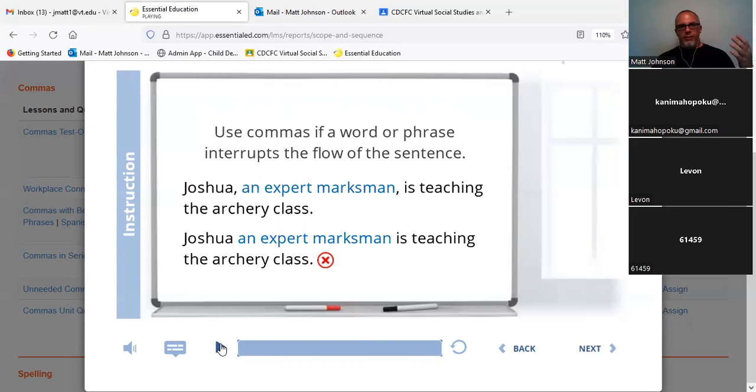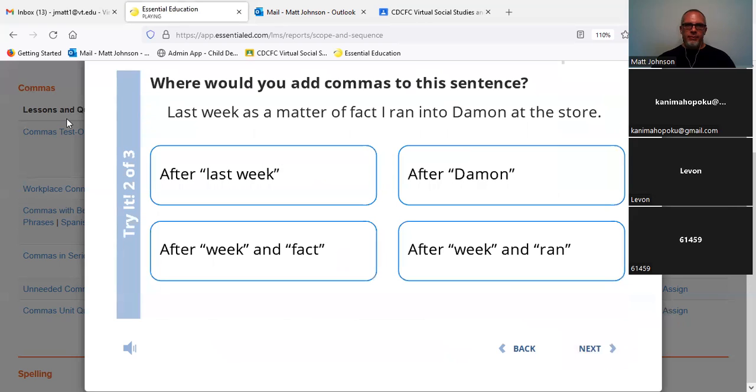So, can you remove it? And does the sentence still make sense? That's the rule of thumb with the inessential phrase and interrupting phrase. If you can remove that, you still have a sentence, then you're going to set off that phrase with commas. Where would you add commas to this sentence? Right. So our example here: last week, as a matter of fact, I ran into Damon at the store.